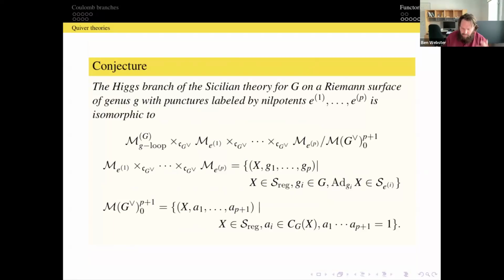All right, so conjecturally, we can take an arbitrary Riemann surface with the Sicilian theory for G, and have arbitrary nilpotents, and combine these all into a description where I take p-tuples of elements of my group that send one fixed guy into the right Slodowy slice. And then I look at the group that's acting: I take these regular centralizers, multiply on the right on these G's, and the product of all of these should be 1. That's accounting for the M_G of the subgroup.